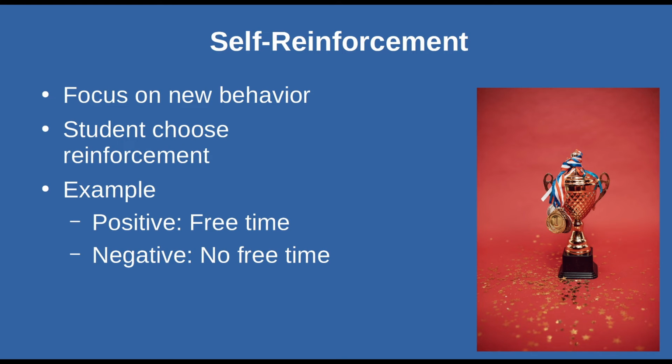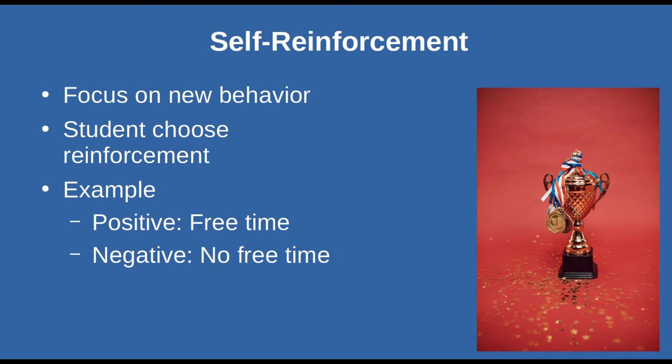The final step here is going to be self-reinforcement. And this is where you focus on the new behavior. And so the student has to choose their reinforcement. Again, reinforcement will either encourage a behavior or discourage a behavior. And so continuing with the example of the student who was talking out of turn, talking too much, a positive reinforcement might be, as an example, more free time. So in other words, this will encourage it because they've done the desired behavior.